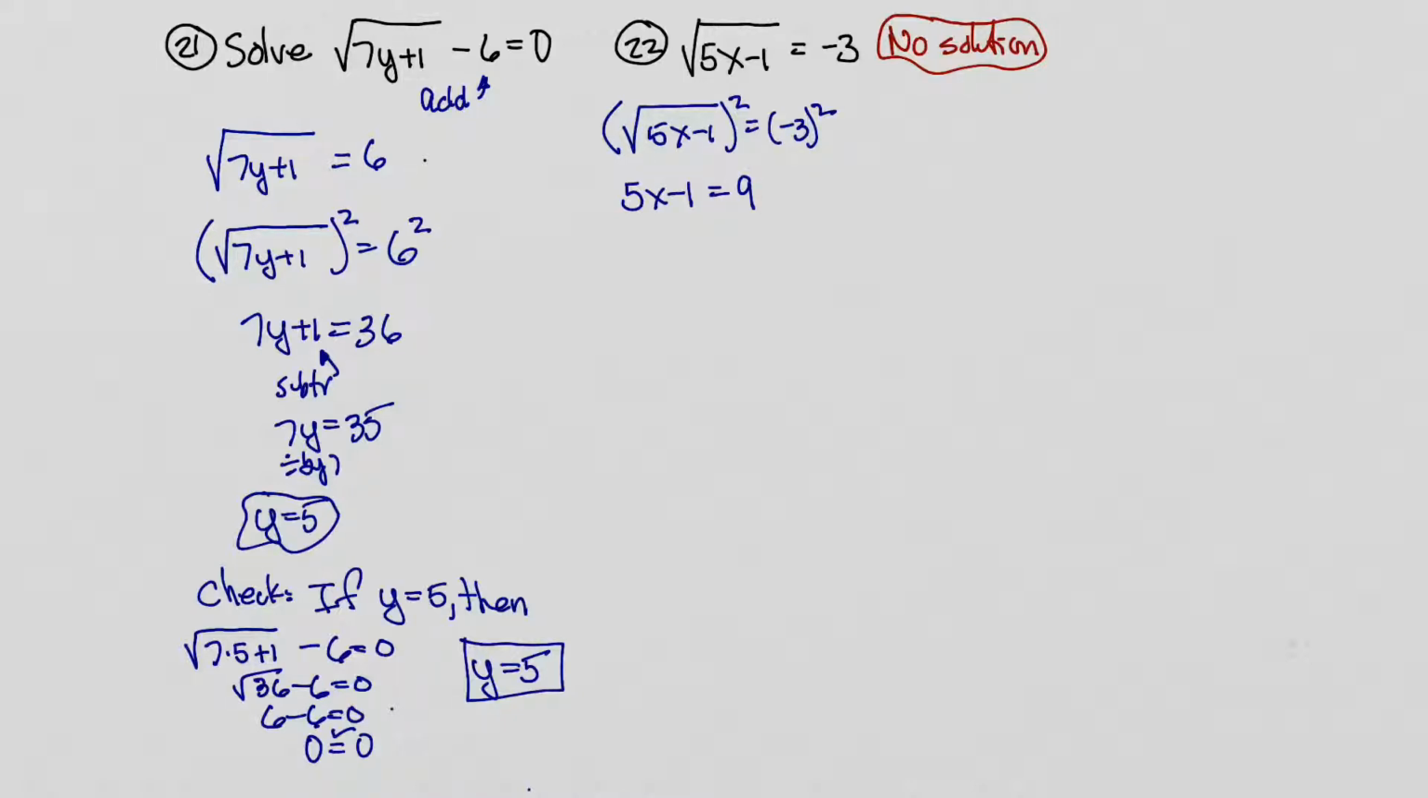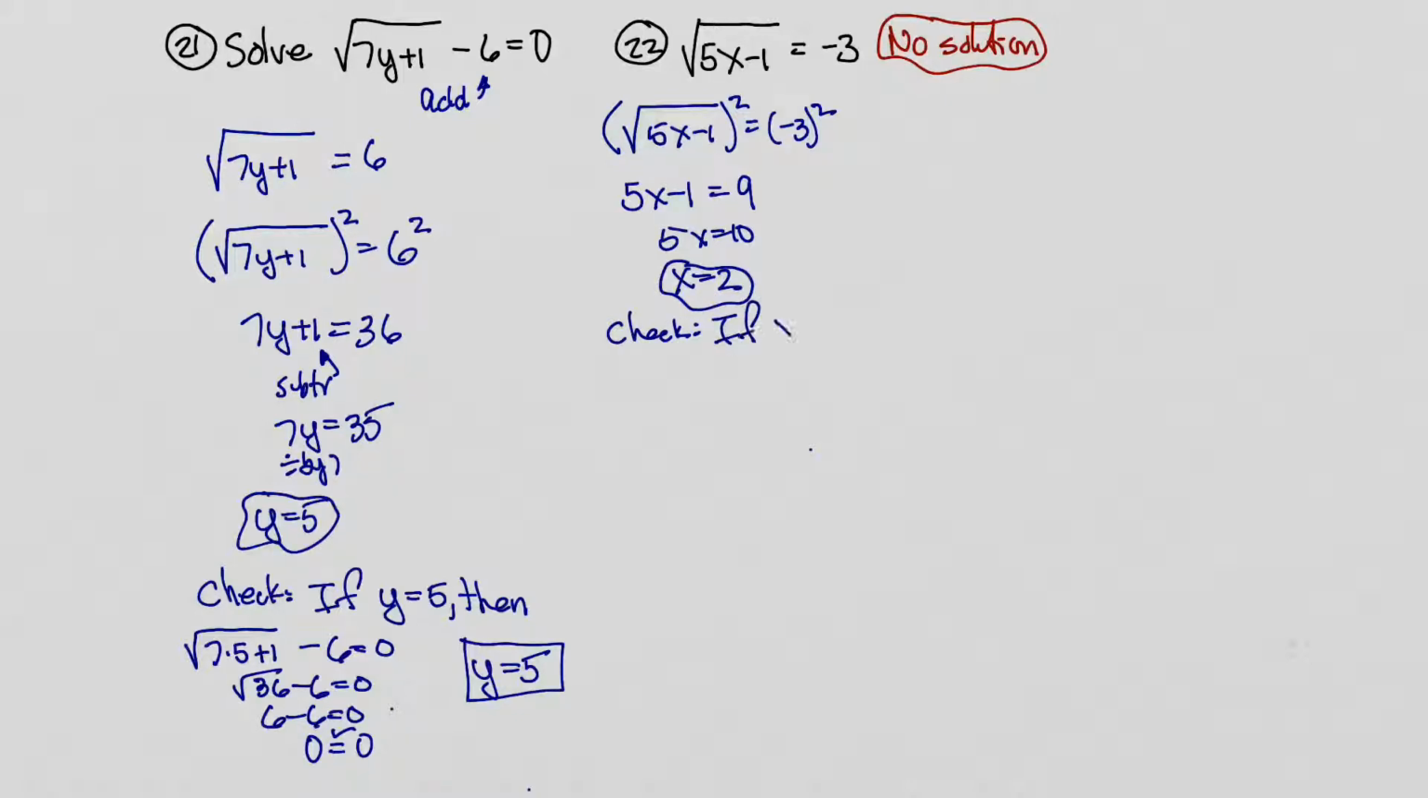Let's add 1. We'll get 5x is 10. Divide by 5, we'll get x equals 2. But now, that's a potential solution. We need to check that. And we're going to say we check it, and here's how we do that.